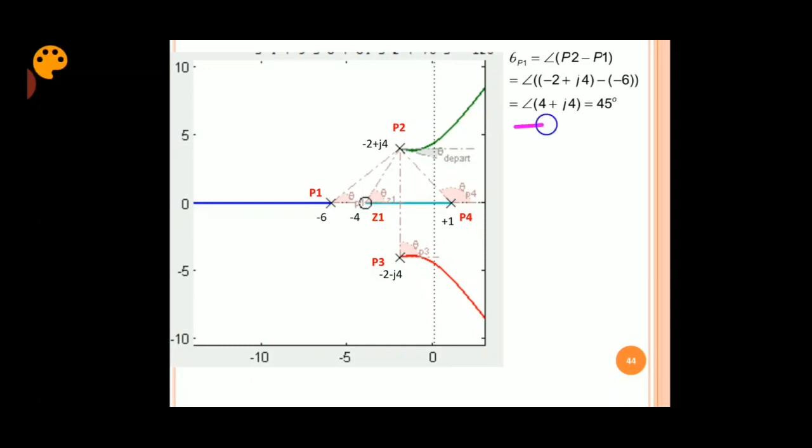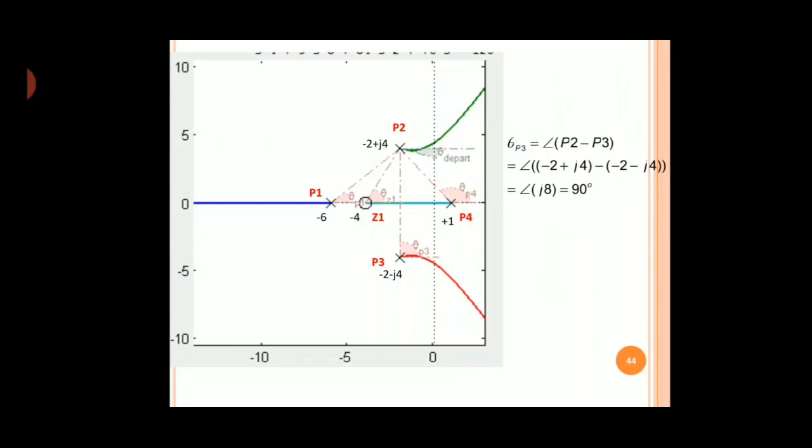Here you can see P2 minus P1 is 4 plus j4. Convert it into R theta form, that is, polar form. We'll get some magnitude with angle 45 degrees. You can easily do it in your calculator. So theta P1 is 45 degrees. Next, theta P2. Sorry, P2 is not there because that is where we are calculating. So now it is theta P3.